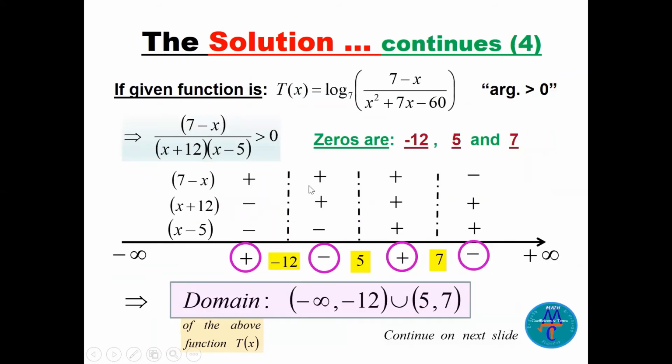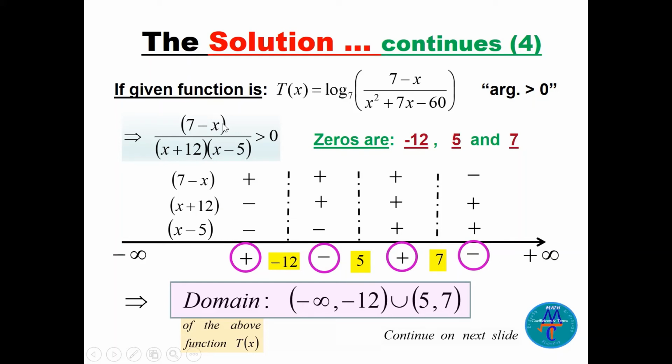Now, what will happen if we have no absolute value? So I will call this function capital T, T of x, log base 7 of (7 minus x) divided by (x squared plus 7x minus 60). Remember, the argument should be always positive.